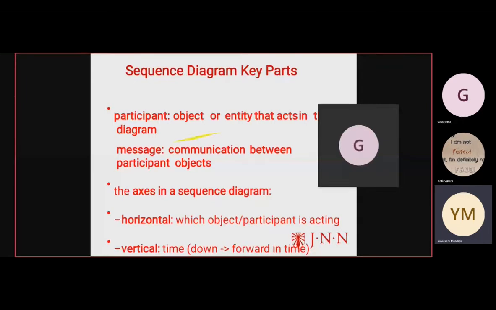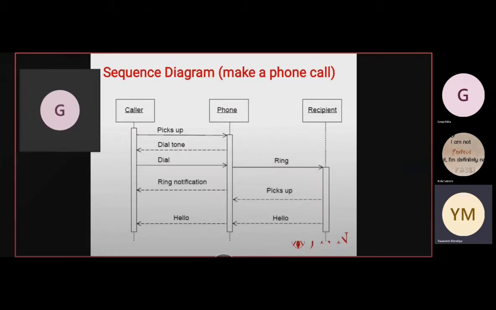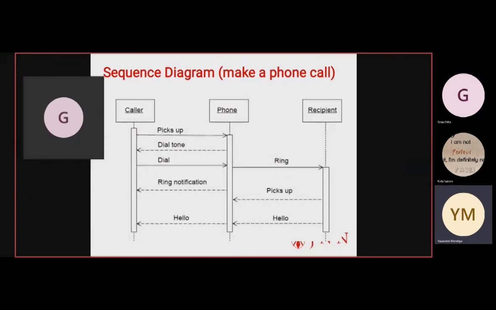Coming to the objects, the objects involved in the operations are listed from left to right, so it is in the form of the horizontal axis. We have a simple example given. We have the caller, the phone, and the recipient. The response will go to the collecting.